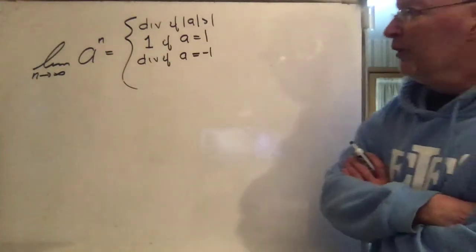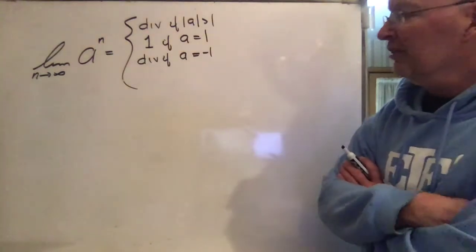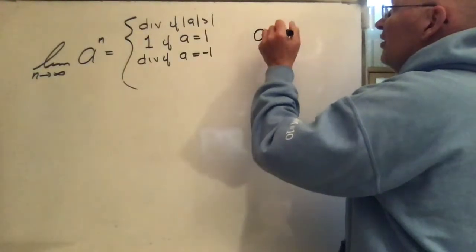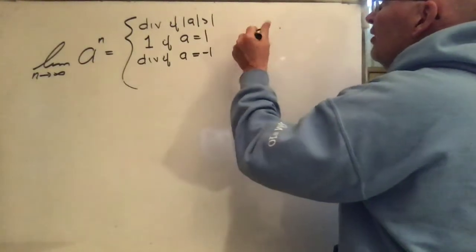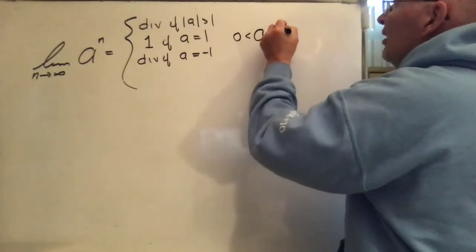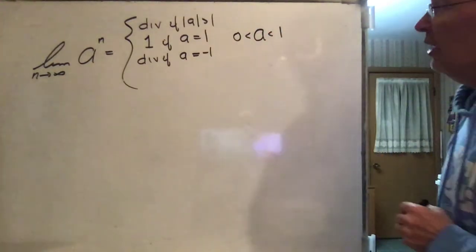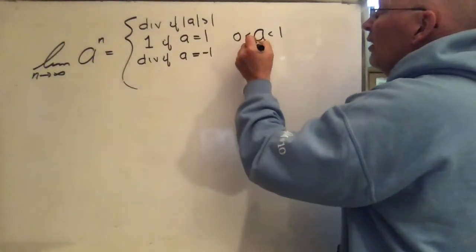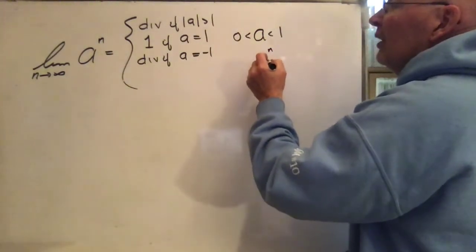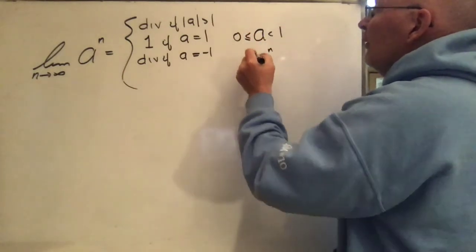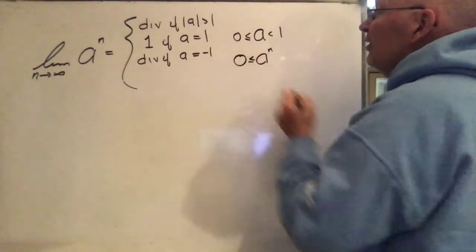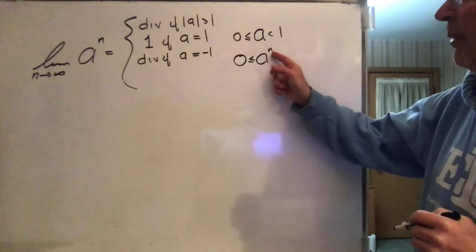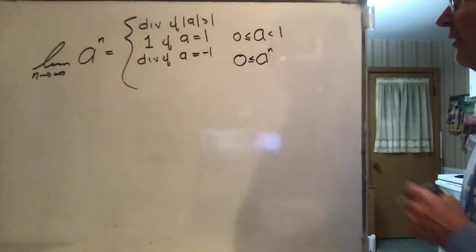But let's prove it, okay? Here's the difference between a good guess and a proof. Let's first start off by assuming that A is greater than 0, and less than 1. Given that, do you agree that A sub n is always going to be greater than or equal to 0? You take any positive number to a power and it's still going to be positive. So that's going to be true.